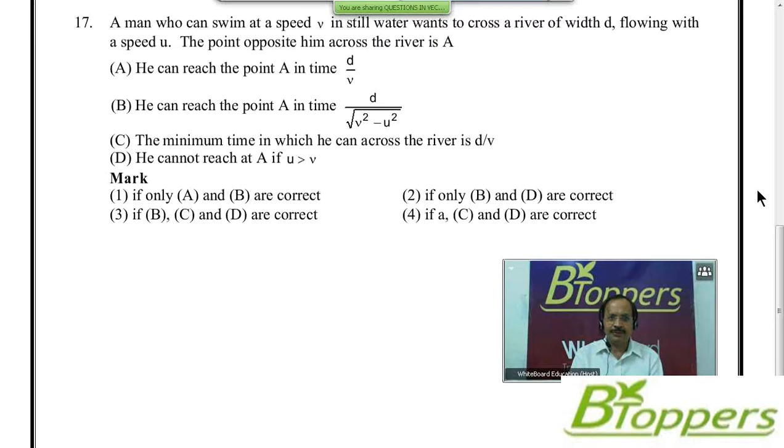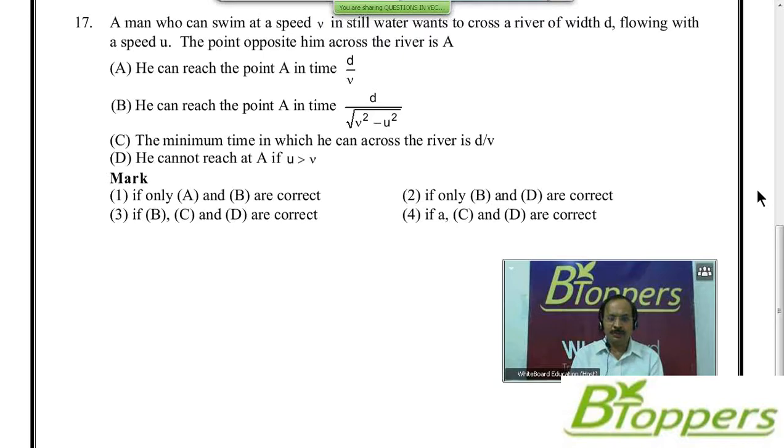But in this case, the boat does not move along the minimum distance path. So the boat will reach the opposite point A when it moves along the shortest distance path. In that case, time taken to cross the river, as I already discussed in the past, is given by D by root of V square minus U square. So statement B is correct. A is not correct. Statement C is also correct.